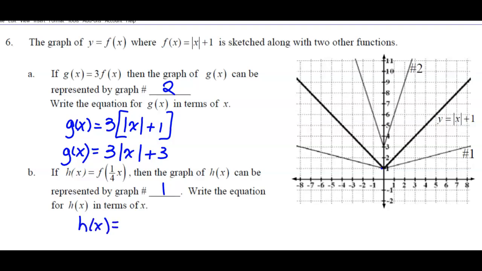And we don't even need to know what the graph looks like or anything. We have the definition of f. And by function notation, we're replacing x with 1/4 x. There's really no work to do for that.